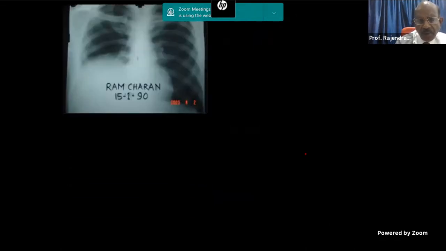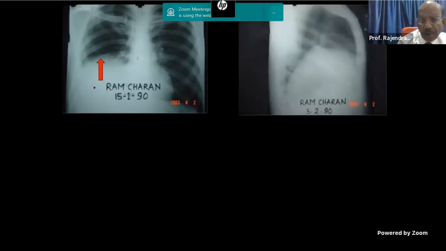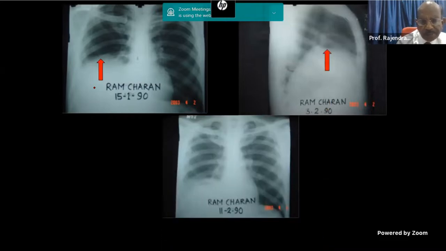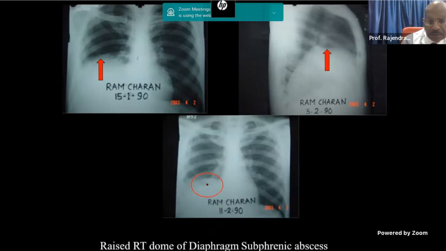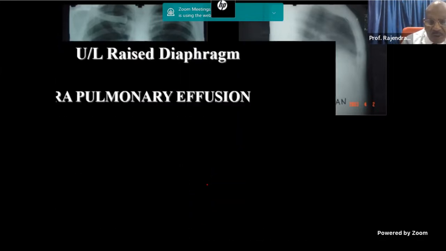Spastic, I said, subphrenic abscess, like this. Here you find the right dome of the diaphragm is raised. Why was it raised? Because of the liver abscess. And when somebody tried to aspirate it, some air was introduced into that space, so it was a subphrenic abscess.